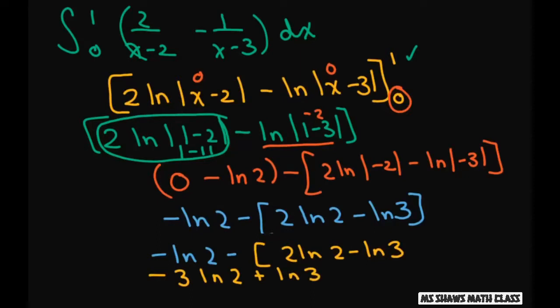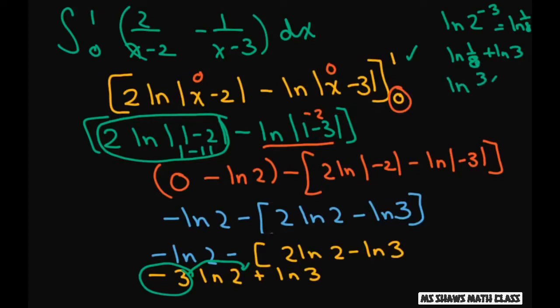Or you can write this as, if you simplify this, remember you can pull this negative 3 in here, and you're going to get ln of 2 to the negative 3, and that equals ln of 1/8. And then you still have your plus ln of 3. So ln of 1/8 plus ln of 3. Use your product property, and that's going to be ln of 3/8.